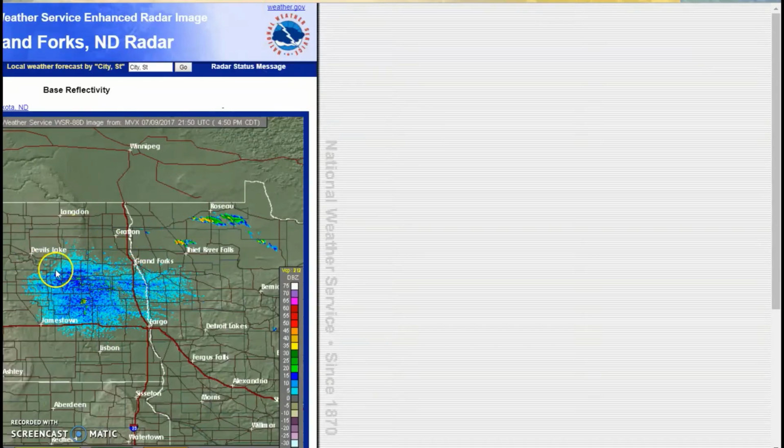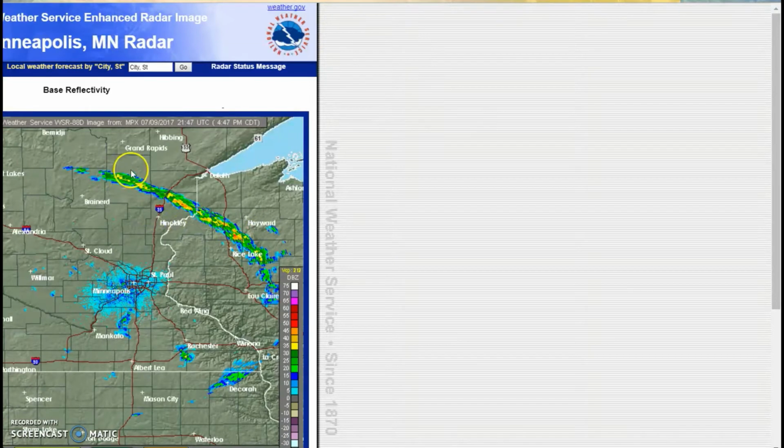Right in our neck of the woods, it's fairly calm. There's just a few storms over Thief River Falls and just south of Roseau. Not too much in terms of storms going on right now, but we will be getting some more again as the day goes on. Looking in Minneapolis, you can see that band of storms that I was talking about.